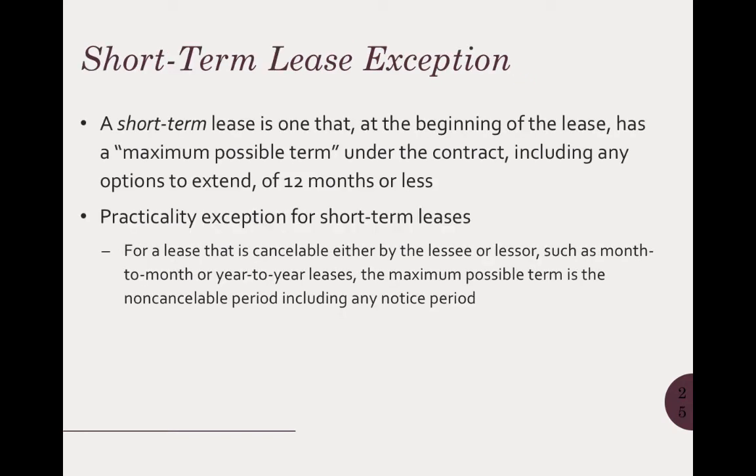I've alluded a couple times to the short-term lease exception. This applies to leases that at the beginning of the lease have a maximum possible term under the contract, including any options to extend, of 12 months or less. And so if you hearken back to what I said before about those month-to-month rolling contracts, those wouldn't work here.